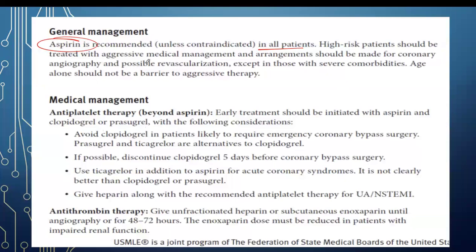High-risk patients should be treated with aggressive medical management, and arrangement should be made for coronary angiography and possible revascularization. So if you suspect the patient might have myocardial infarction, you looked into the ECG, there was no ST elevation, you did the troponin, and you found there is some abnormality. If your patient has acute coronary syndrome, first you give the aspirin and you start the patient with treatment. And what kind of treatment? That's what we are going to discuss now.